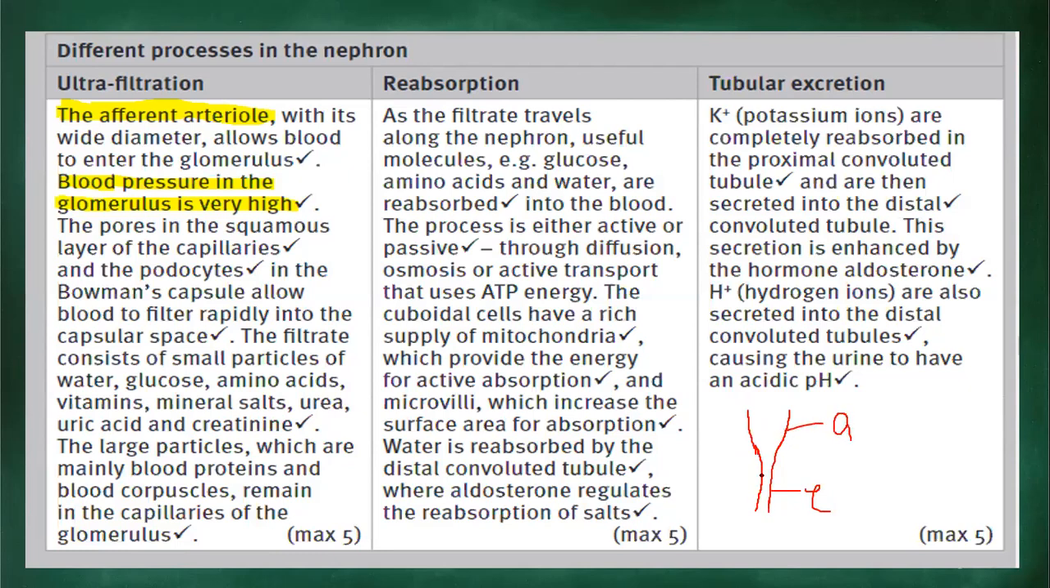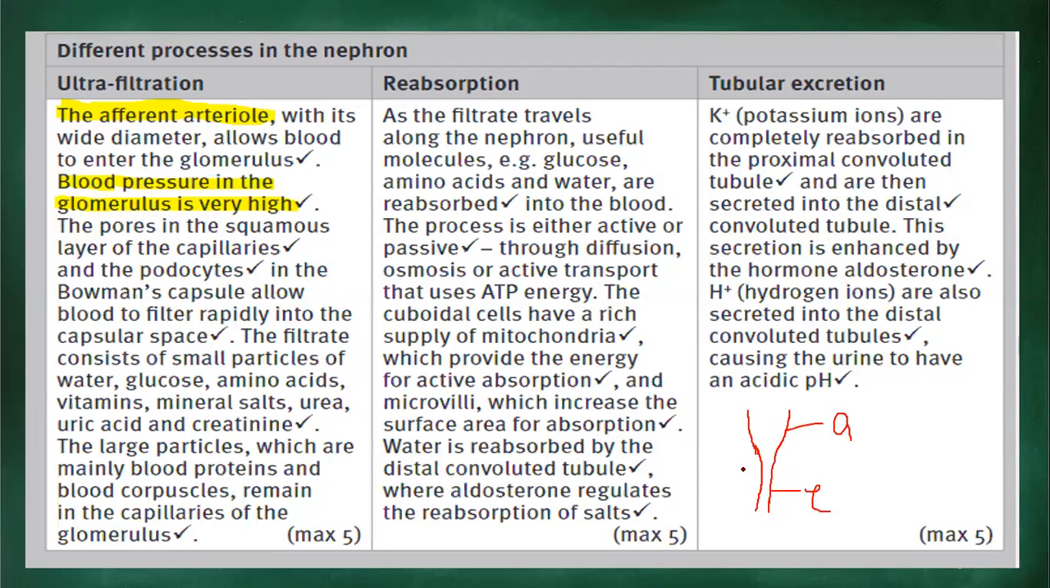Efferent is narrower, meaning the volume is decreasing. You had lots and lots of blood entering with a large volume, and now it needs to pass through this smaller, narrower one. The blood pressure is increasing. You are decreasing the volume, thereby increasing the pressure. Do you understand how it works? Pressure and volume are inversely proportional to each other. We are decreasing the volume here, thereby increasing the pressure, and that is why the blood pressure here will be very high. Do you understand?